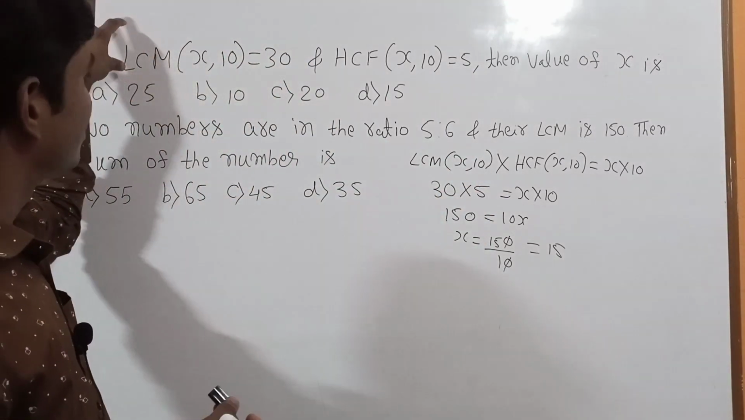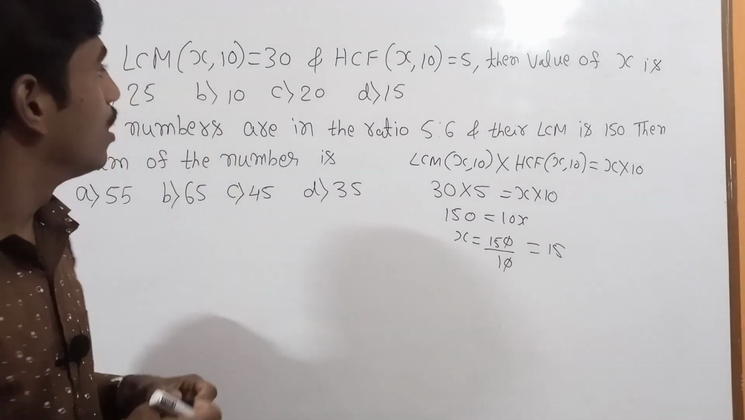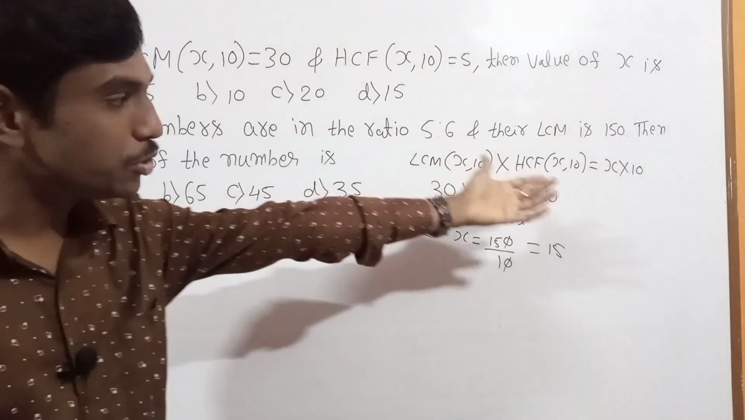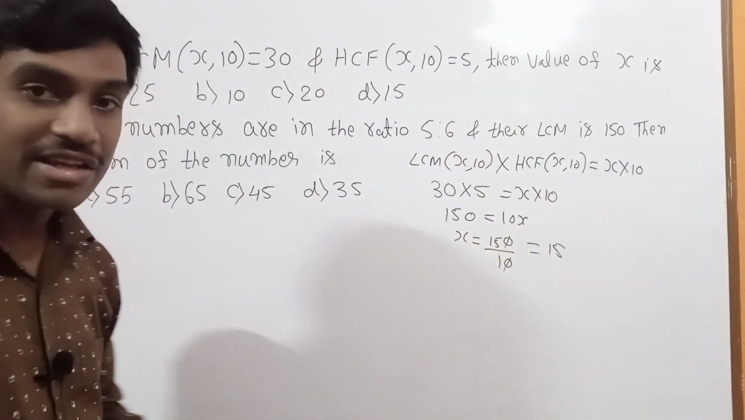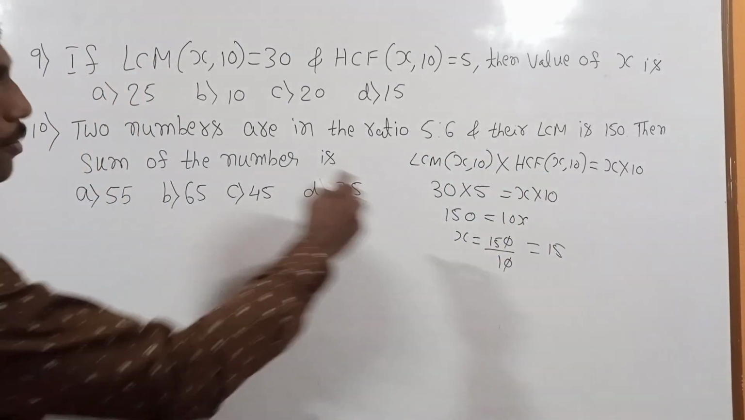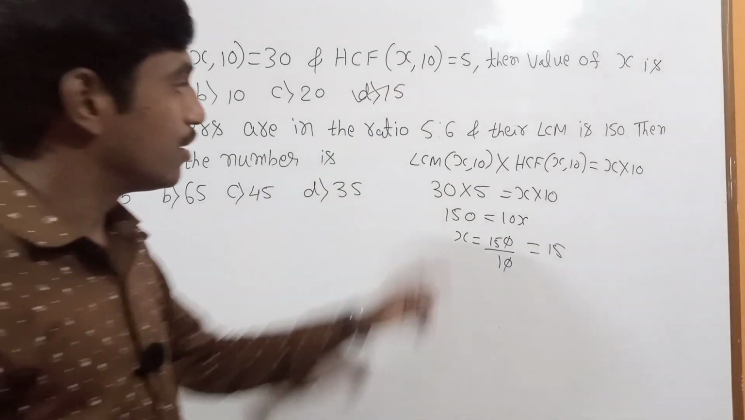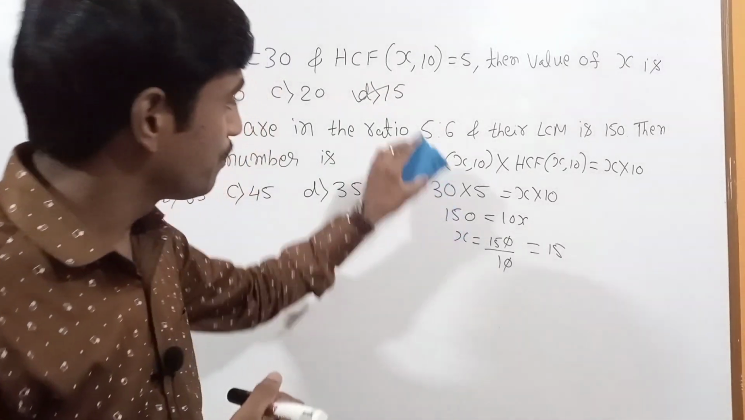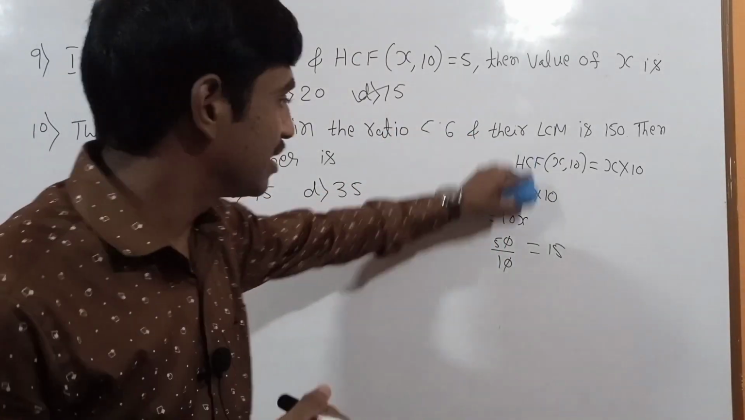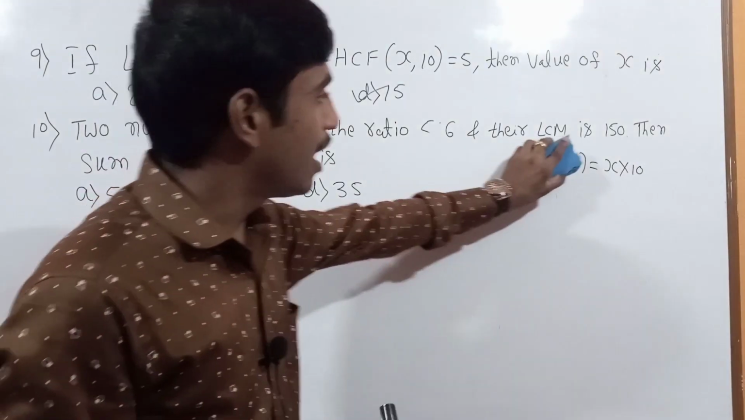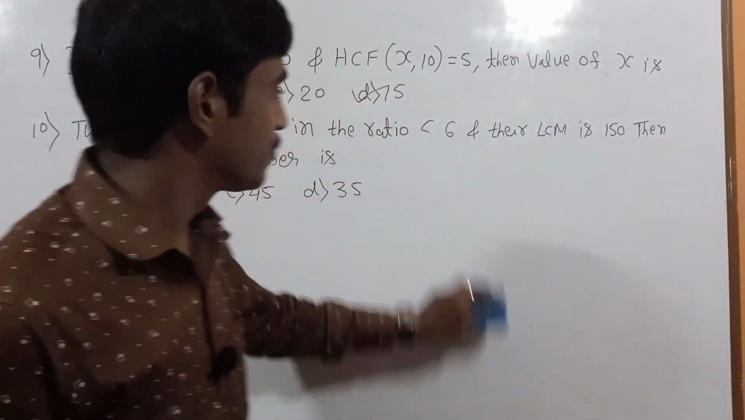Sometimes they will give the HCF and two numbers, and ask you to find the LCM. So we substitute in the same formula and we'll get the answer. The answer is option D, which is 15. In this way, based on this formula, many questions can be asked, but the method is simple. You substitute whatever the given values are, and we find the answer.